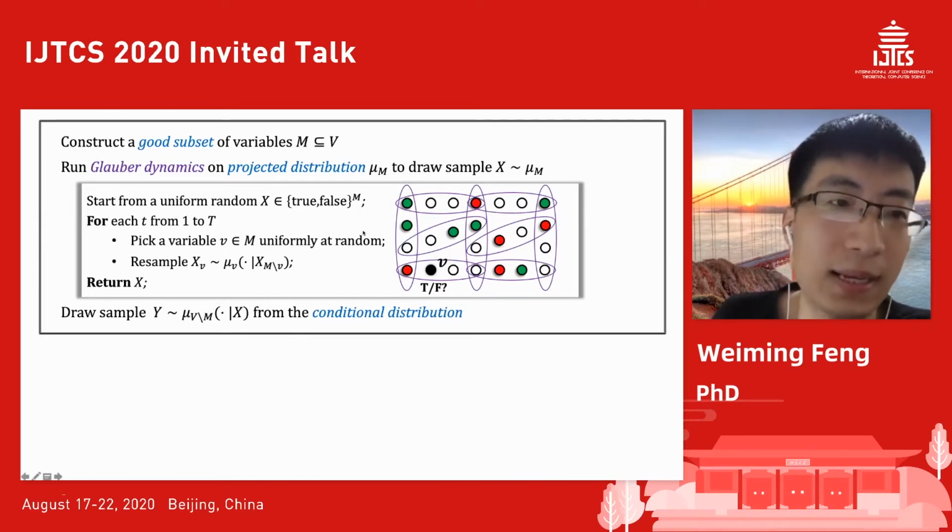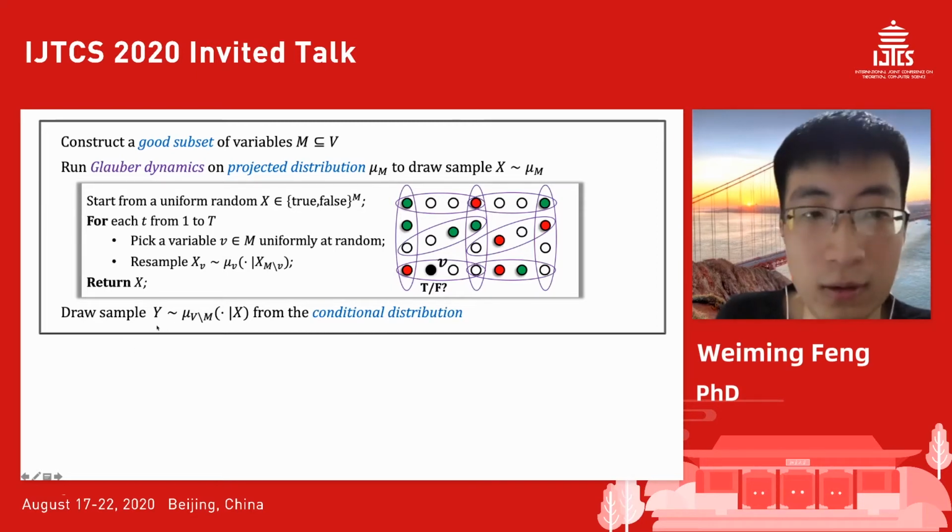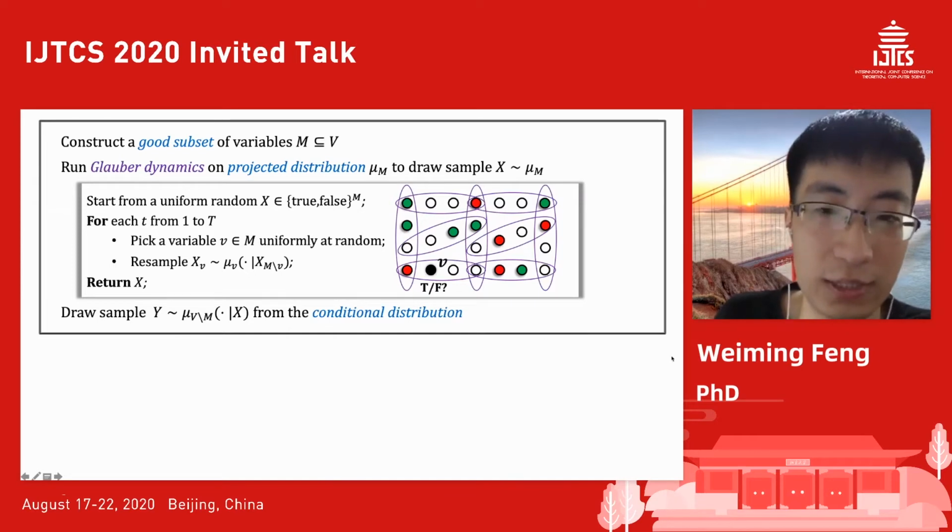So after the global dynamics, we get a random sample X. X is an assignment of variables in M. Then we sample the assignment of variables in the complement of M from the conditional distribution.